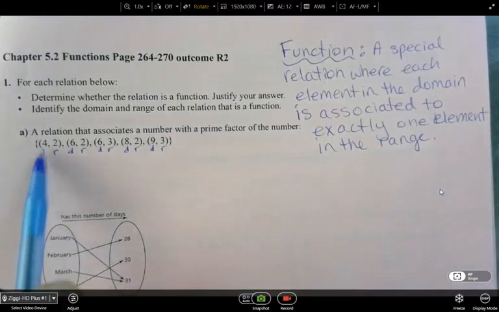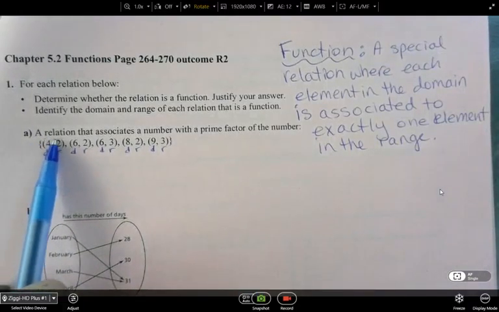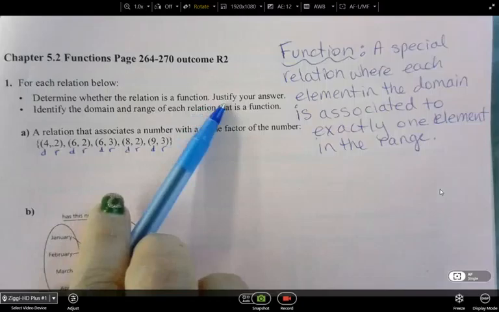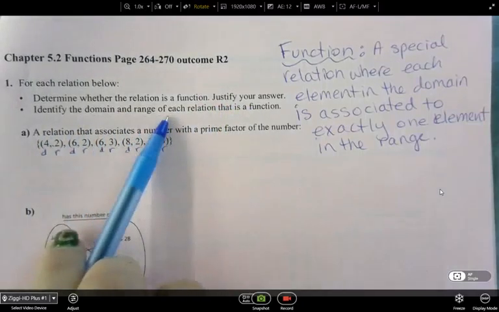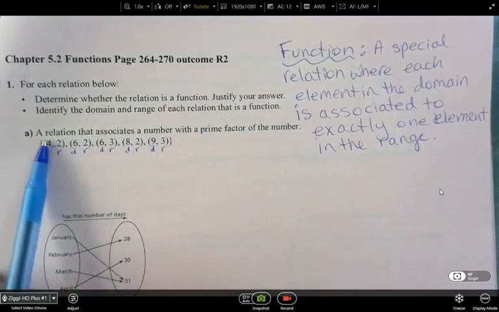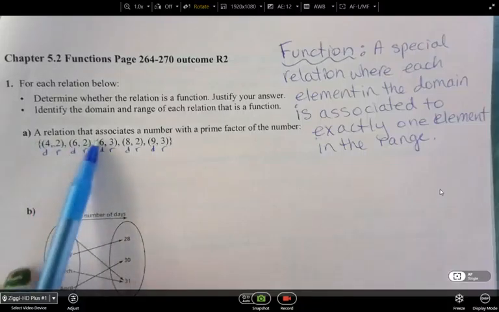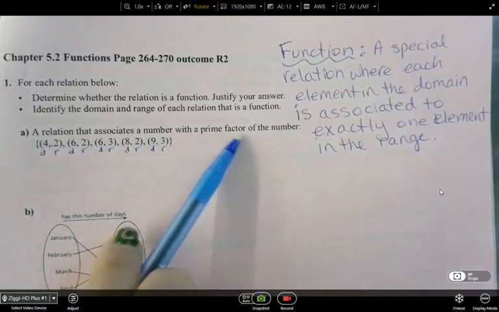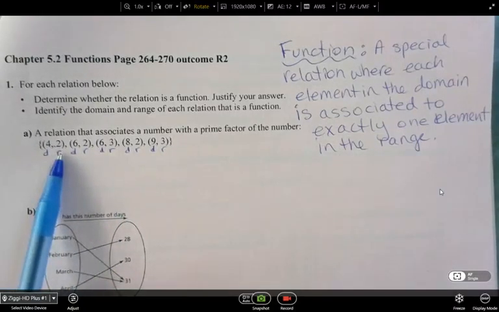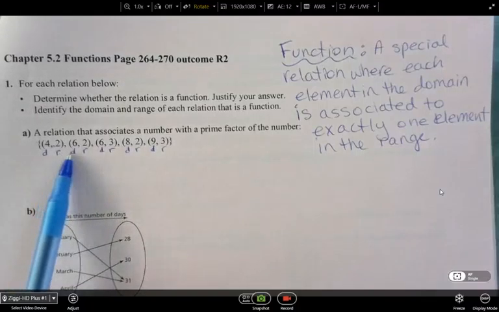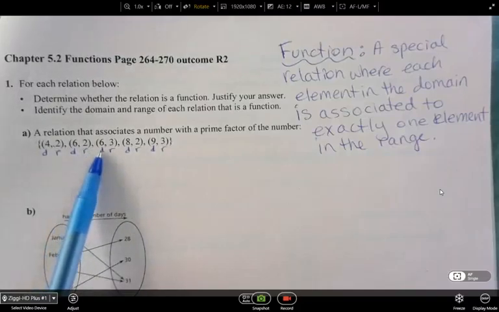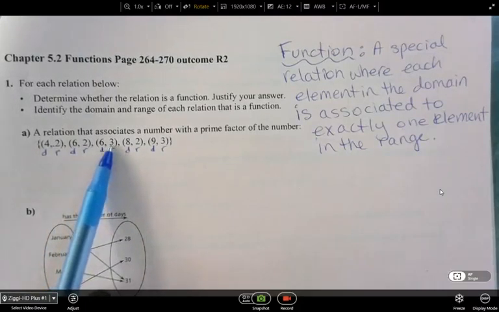right? Now, here it says we have to determine whether the relation is a function, justify your answer, and identify the domain and range of each relation that is a function. Okay, so this relation associates a number with a prime factor of the number. So the number 4, and one of its prime factors is 2. The number 6, one of its prime factors is 2. The number 6, and then one of its prime factors is 3.